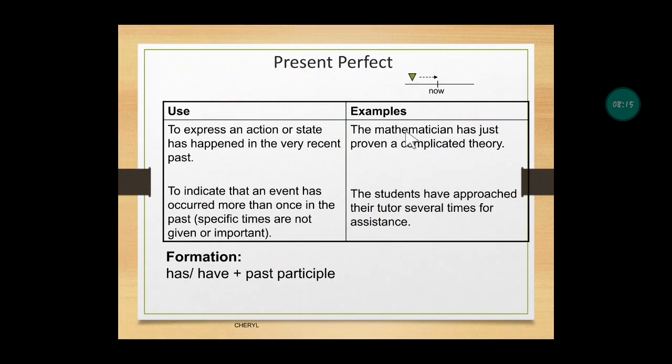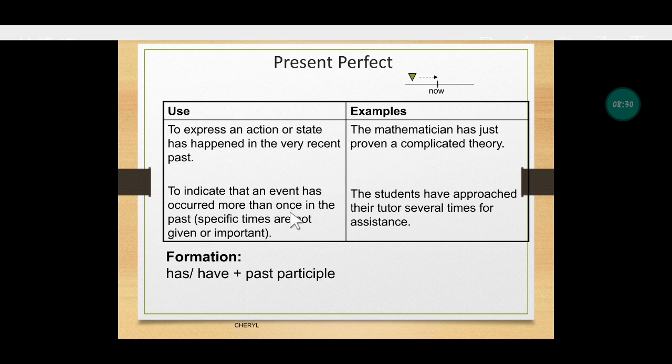Present perfect tense, something that has happened. So we use it for an action or state that has happened in the very recent past. The mathematician has just proven a complicated theory, very recently but in the past.